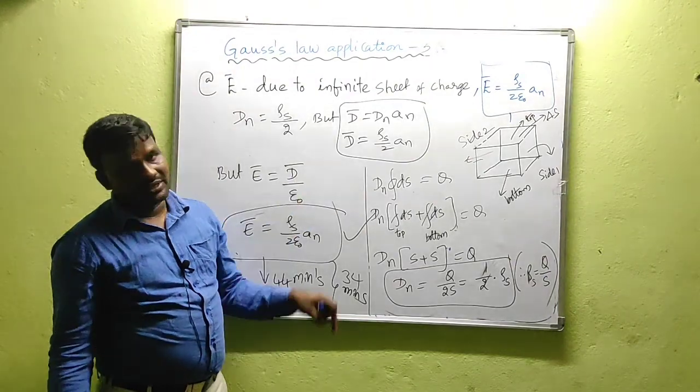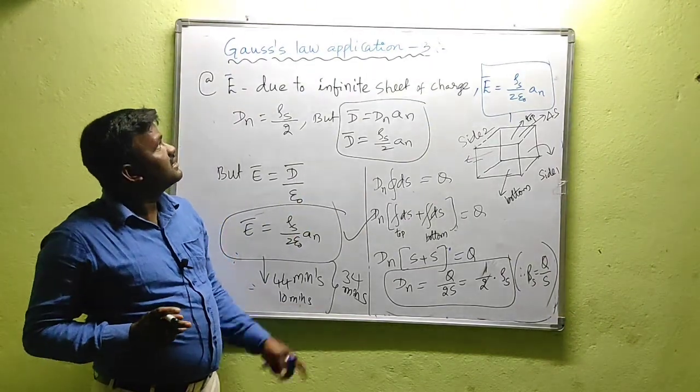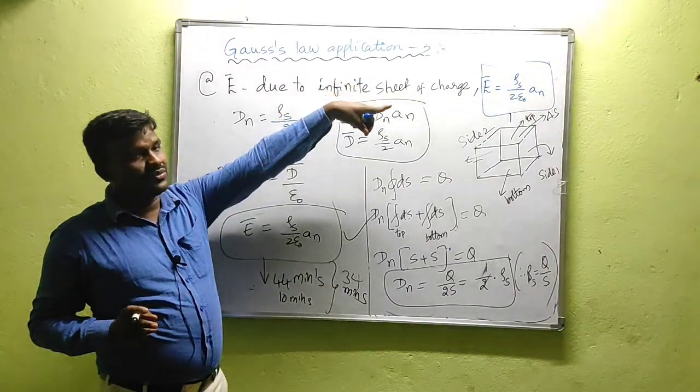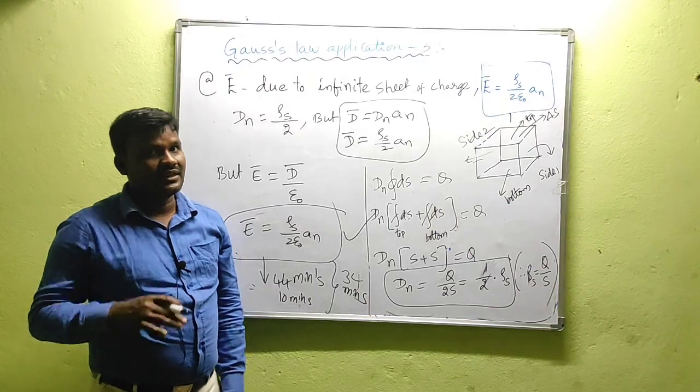This is all about today's class. We will discuss Gauss law application number 4. That application number 4 is E due to a uniformly charged sphere, in the next class.